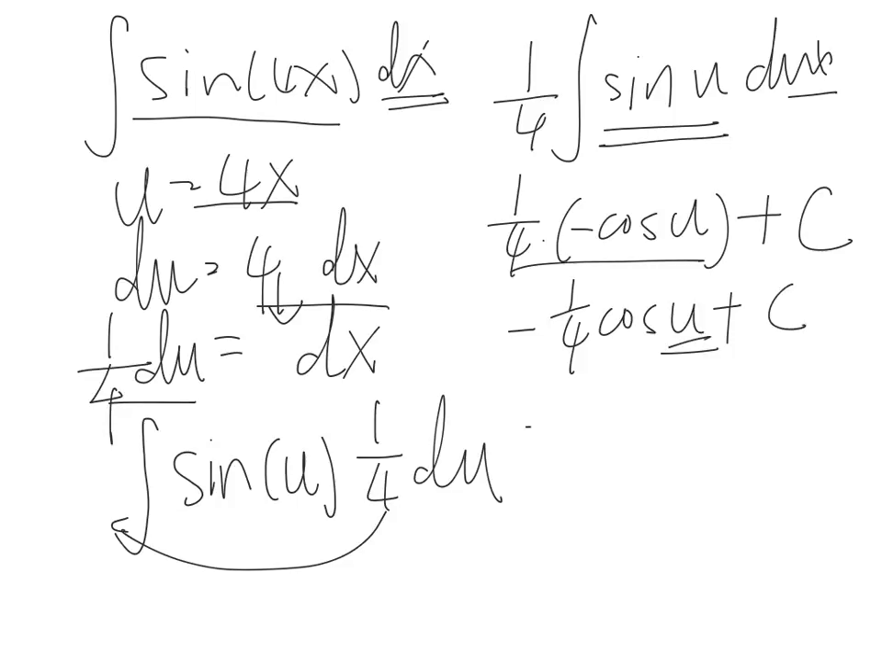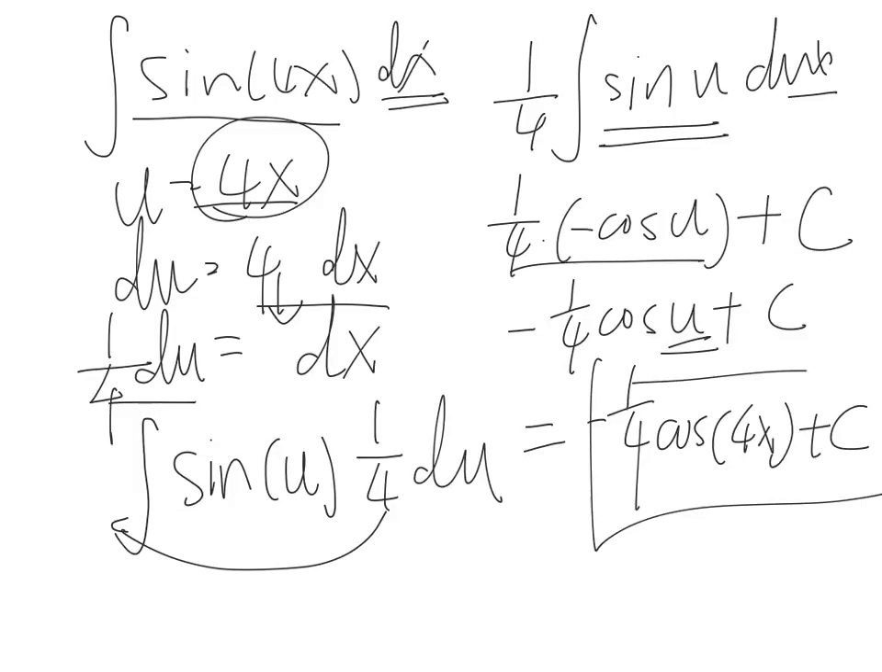Now let's replace u. Remember, always replace u with x, the variable presented originally in the equation. So that will be negative 1/4 cosine 4x plus c, and here's your answer.